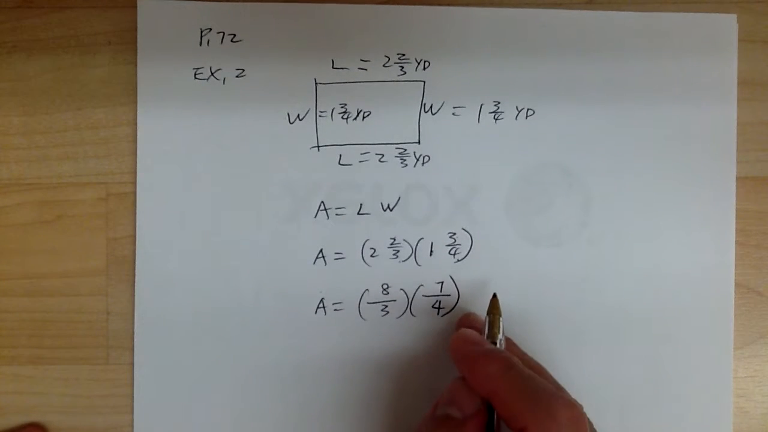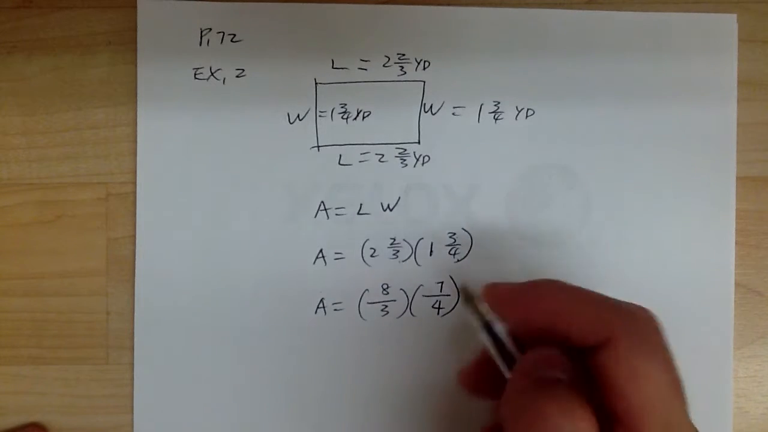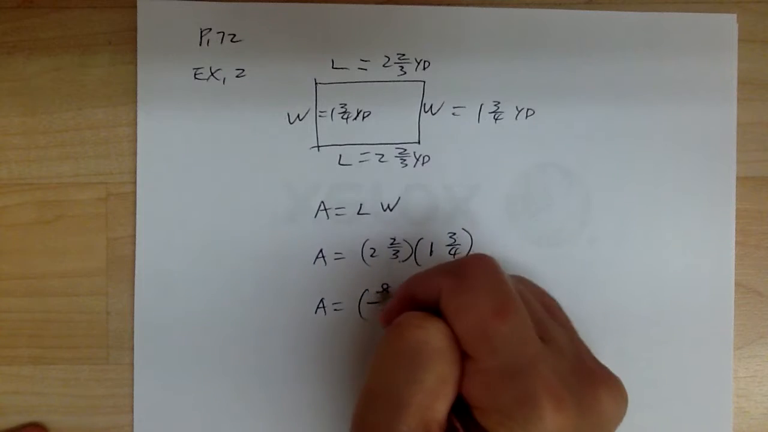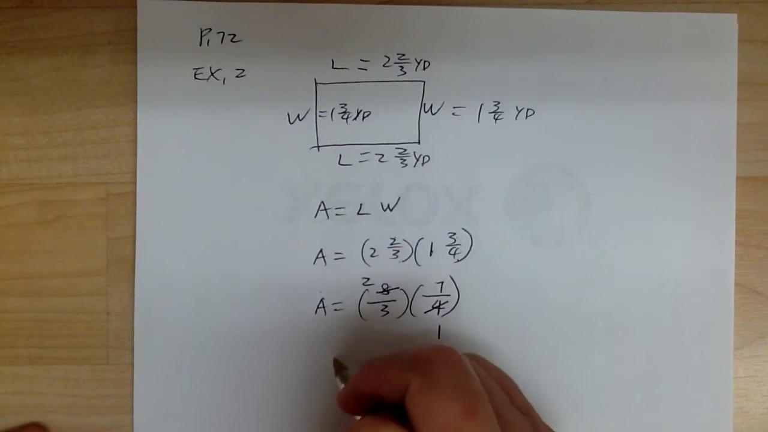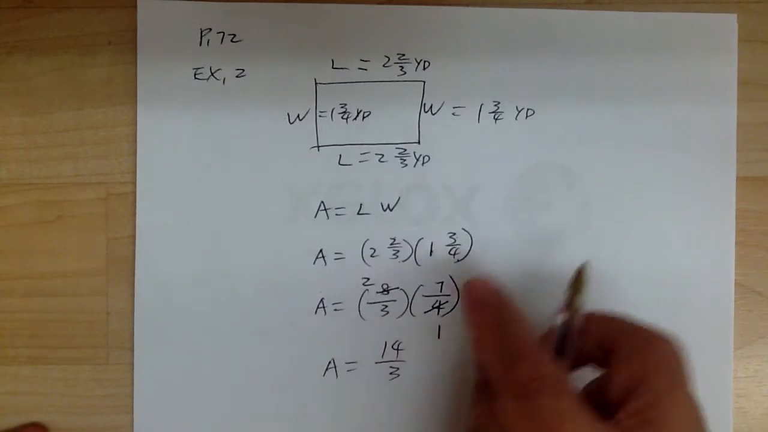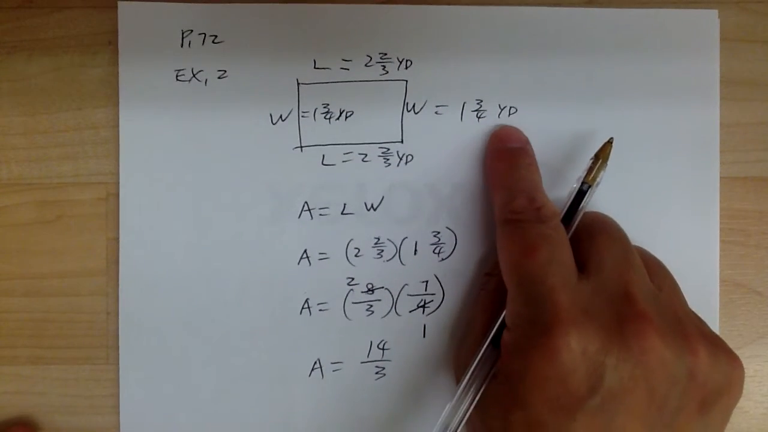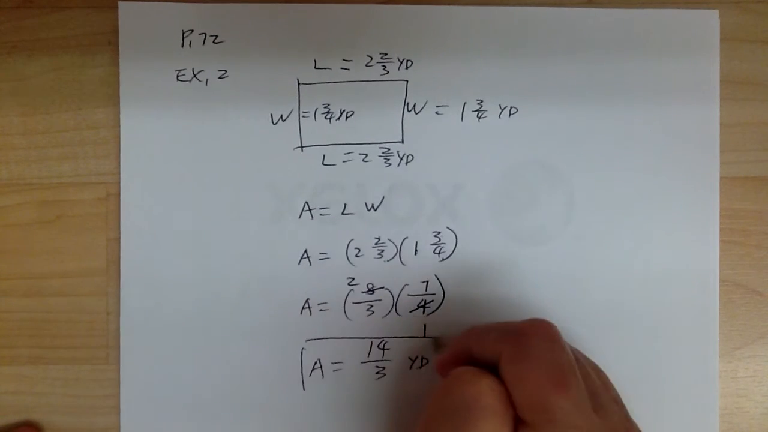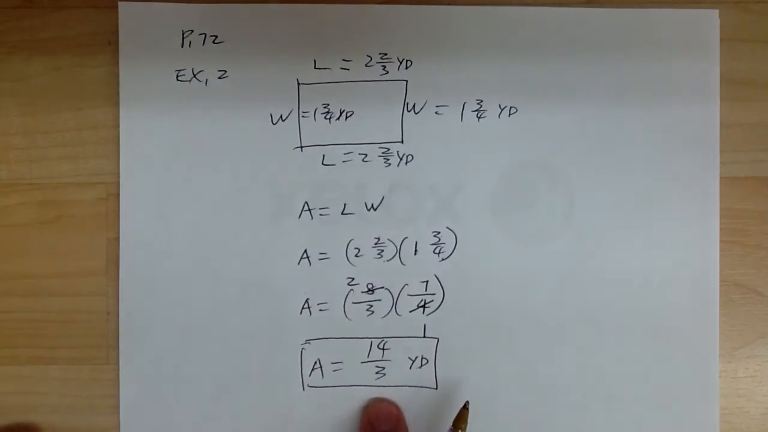Okay, so after you make them into improper fractions, you can start to cancel things out. So 4 and 8 both are divisible by 4. So divide by 4, you get 1. Divide by 4, you get 2. And you can multiply, so you got 14 over 3. And don't forget the label, right? The unit of measurement, so yards. Okay, and that's it for example 2.